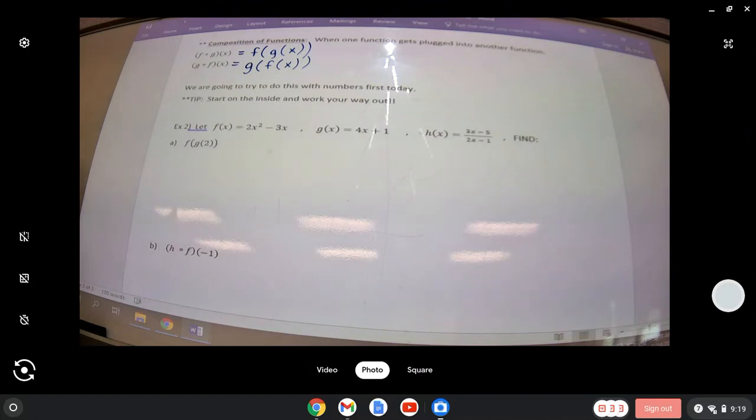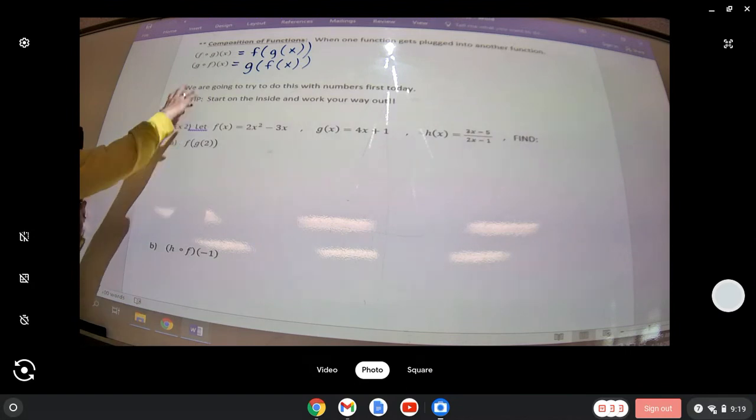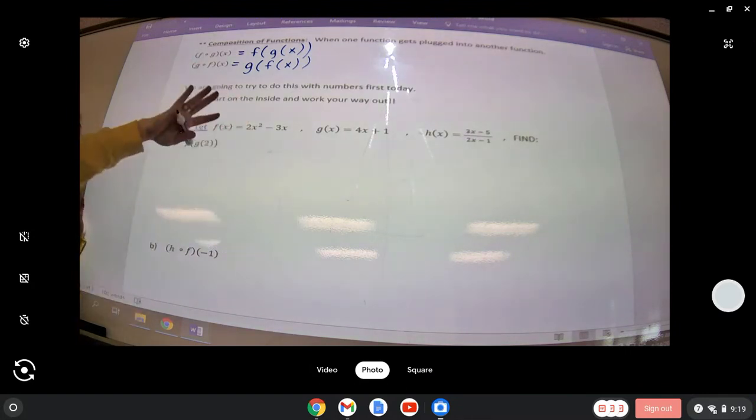So guys, the algebra can get pretty heavy, pretty involved when you're plugging functions into functions. So let's do it with numbers today before we see it with variables, okay? All right, my tip is to start on the inside and work your way out.